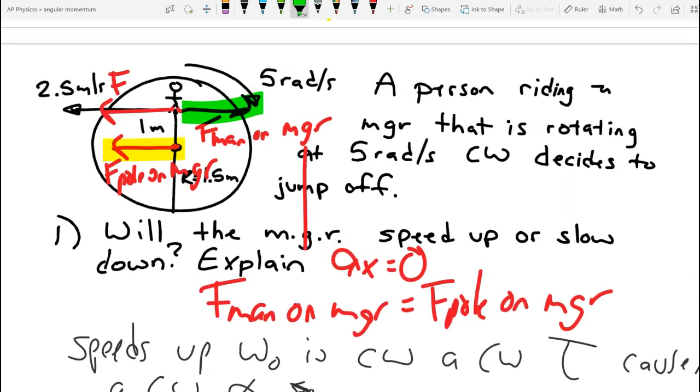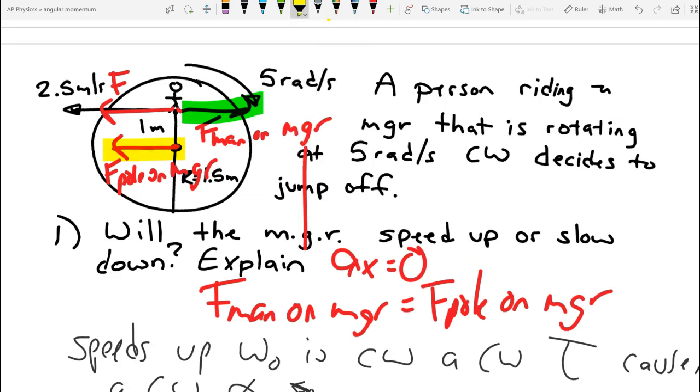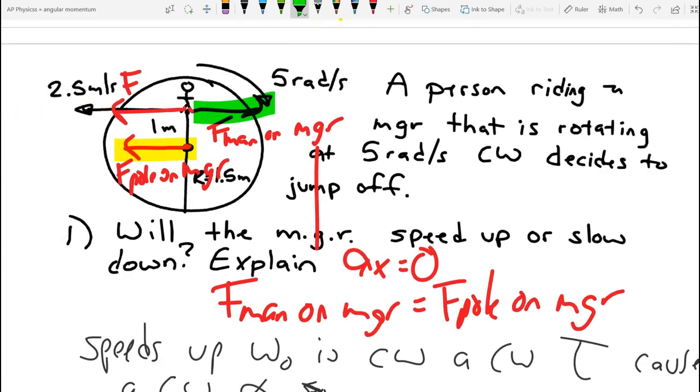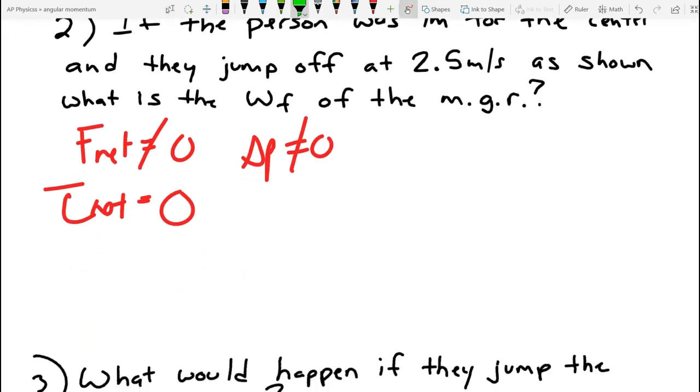Well, our first force, here I have this one that's highlighted in yellow. That does 0 torque. And then the other 2, which I'll highlight in green, these 2 both do equal and opposite torque, so my torque net equals 0. So if that's the case, torque net equals 0, then my change in angular momentum is 0, so angular momentum is conserved, so then I can do Li equals Lf.